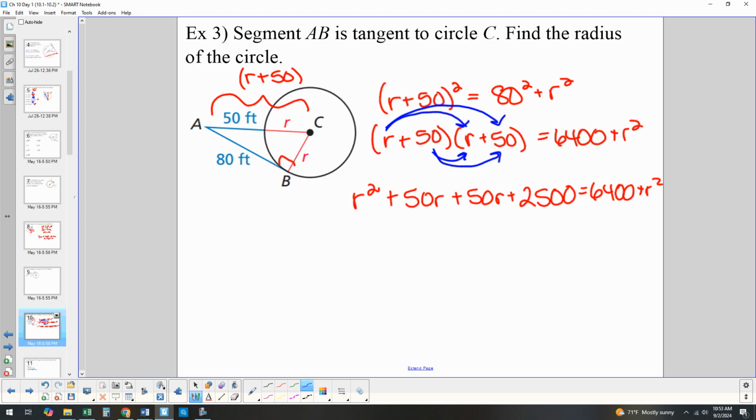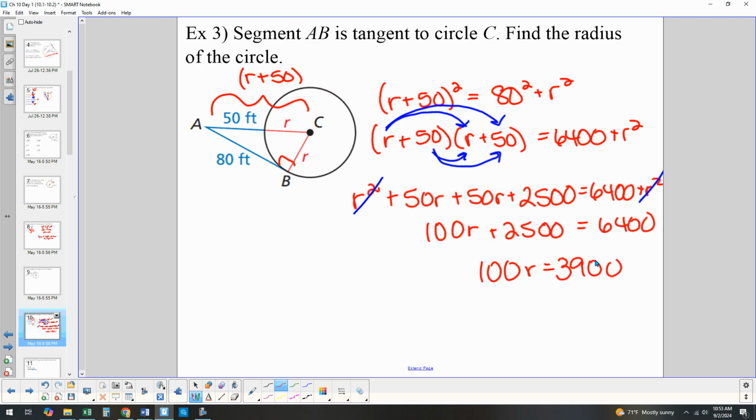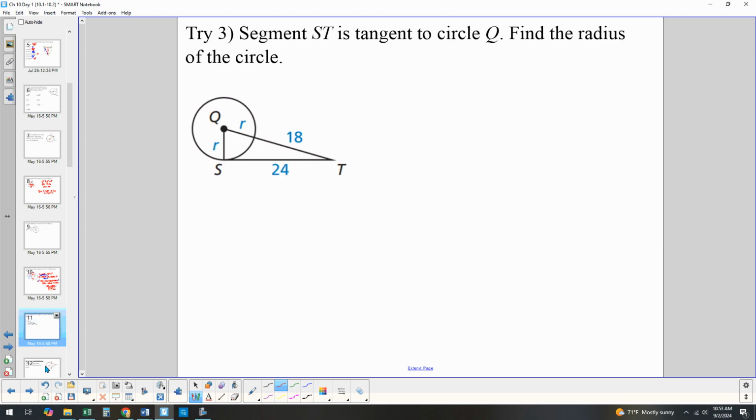What's really nice here is these r squareds, gonzo. So we are not having to worry about factoring or anything like that to solve. So I really have 100r plus 2500 equals 6400. So now we're going to take 2500 away from both sides, and we get 3900. And when we divide that by our 100, we get r is just 39. So here's try 3. Pause if you'd like. Answers are posted online.